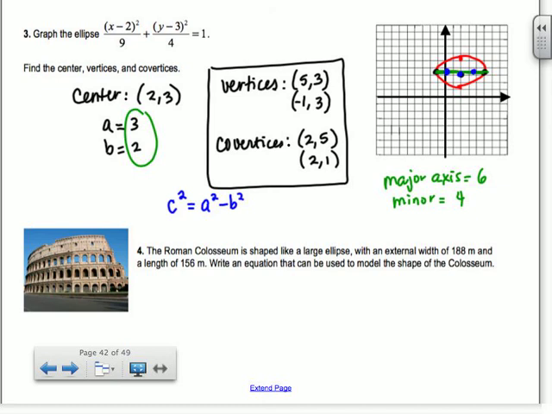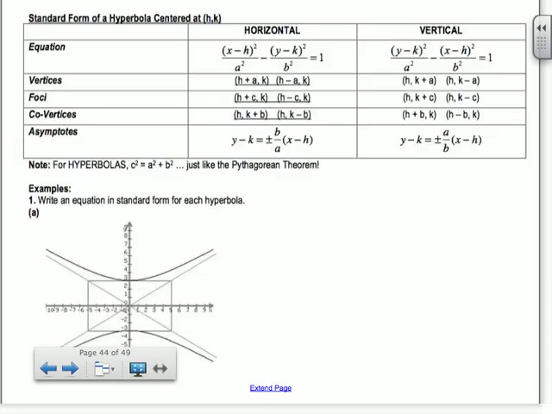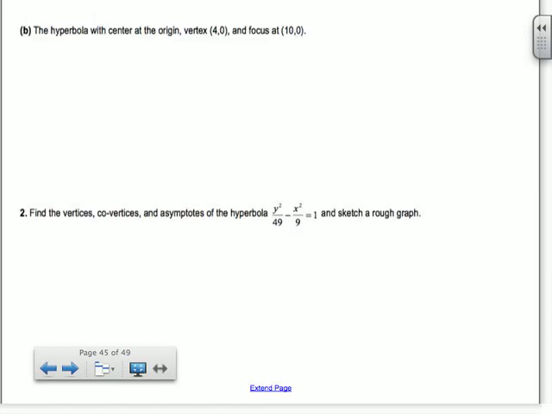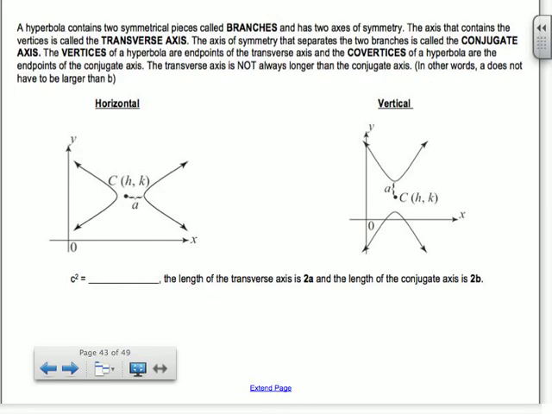All right, so let's talk about the hyperbola. Okay, so it has two axes, the transverse and the conjugate. The conjugate connects the co-vertices, and the transverse connects the vertices. I remember verse means vertices. So this connects vertices. And this connects co-vertices.